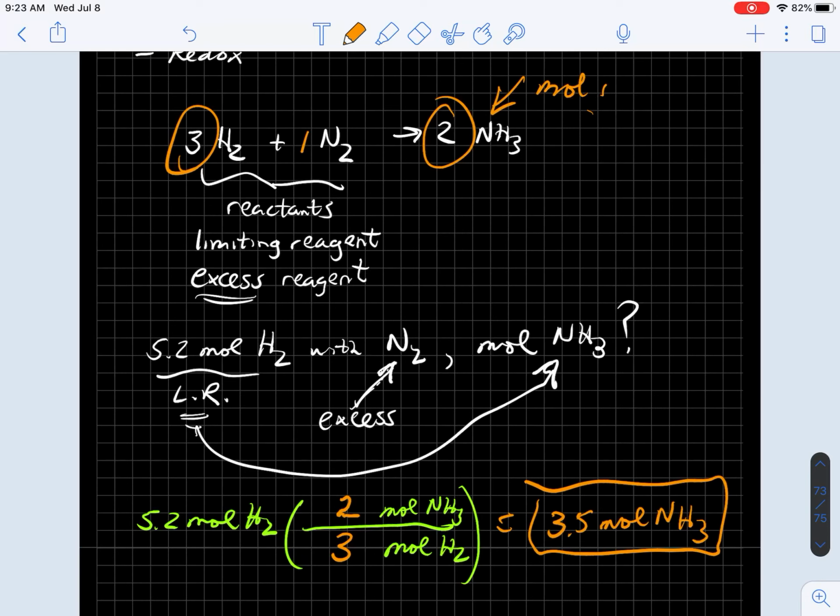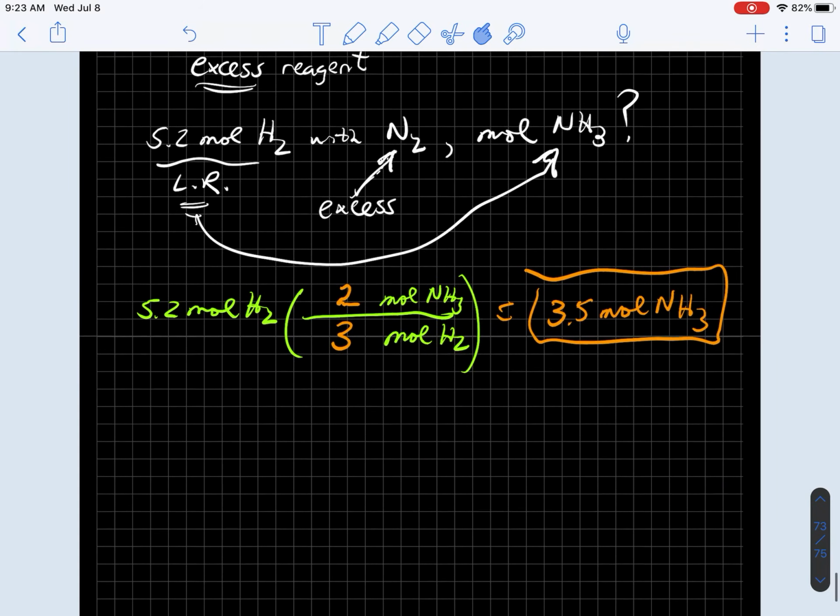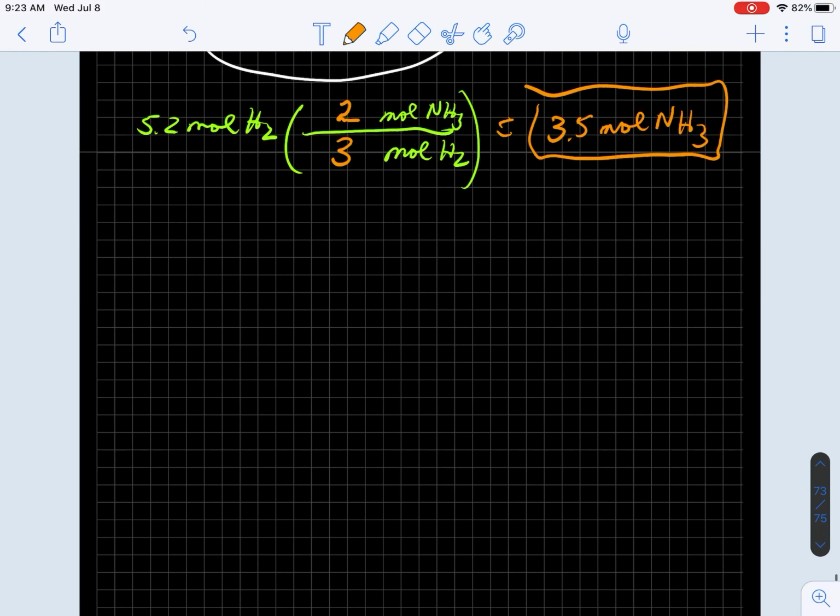So they could ask you mole to mole ratios because the balanced equation, that is our mole ratio. For every 3 moles of hydrogen, we need 1 mole of nitrogen, and that's going to produce 2 moles of ammonia. Mole ratio is the balanced equation. So if we want to go from one chemical to another, we need that balanced equation to tell us what the mole ratios are.